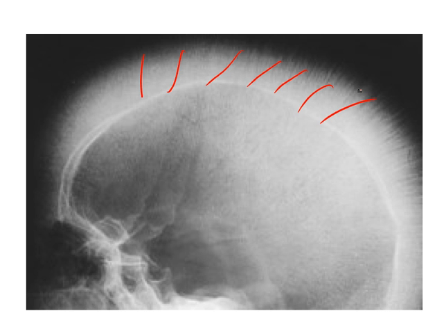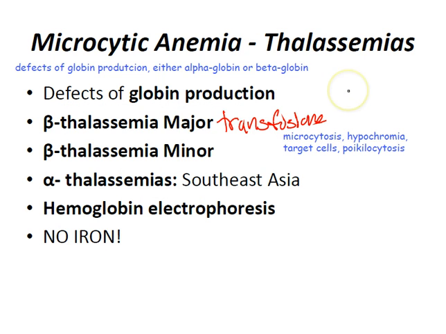Now, they will have hemoglobin F, which is alpha 2 gamma 2, present throughout their life. Their complication is iron overload that is most commonly due to frequent blood transfusions, but can also be due to increased iron absorption because of the anemia.